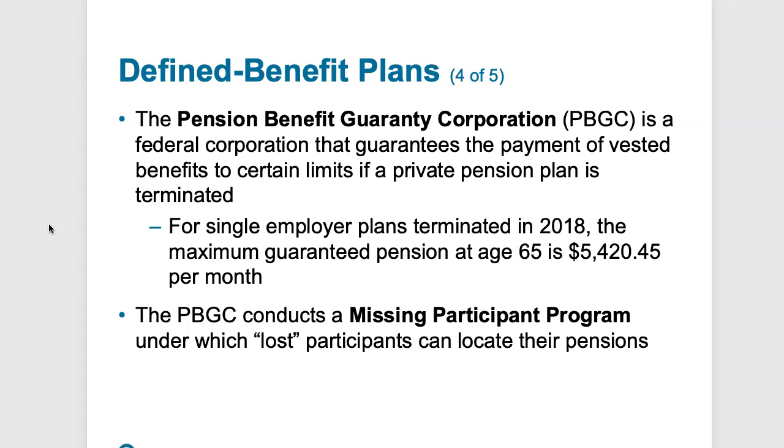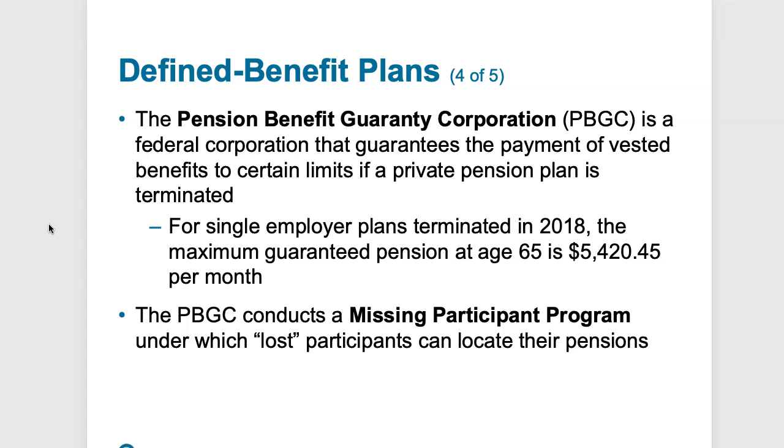So the maximum guaranteed pension at age 65 is $5,420 per month. This is a federal corporation that's going to guarantee payment of vested benefits, up to certain limits, if a private defined benefit pension plan is terminated due to, say, a bankruptcy. And this has happened plenty of times.